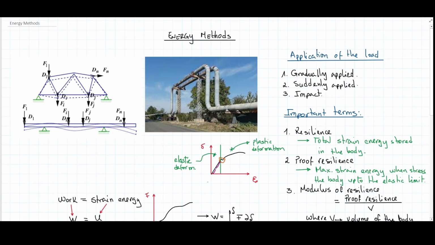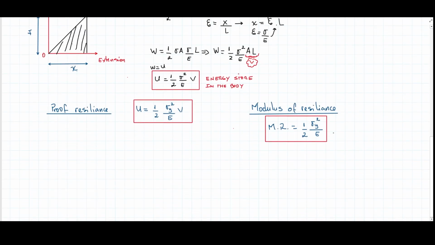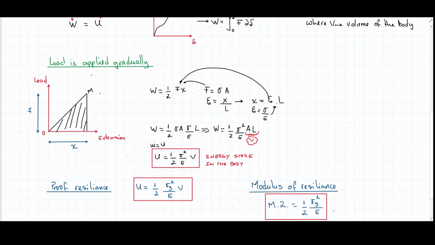Let's go now to the second case where the load is suddenly applied. Let's find out the value just for the energy stored in the body, meaning the strain energy of it, and let's compare how it looks in front of the relation we found here for the case when the load is applied gradually. All right, let's do it.